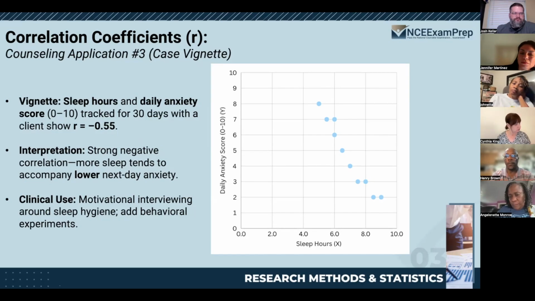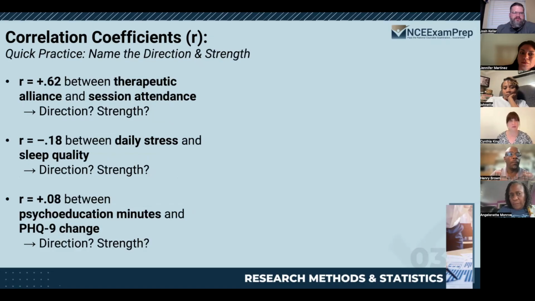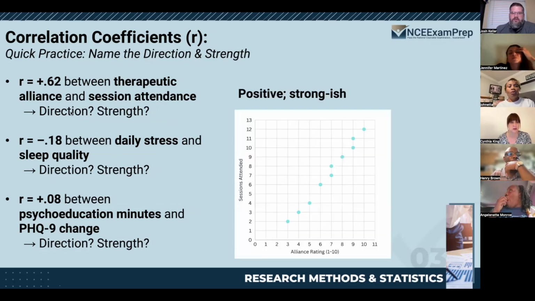Okay. So we're going to do these questions a little bit differently. I want you to name the direction and the strength. We're going to do each of these one at a time. So our coefficient is plus 0.62 between therapeutic alliance and session attendance. First, what is the direction, positive or negative? Positive. And what's the strength? Strong. Good. It's positive, strong-ish.